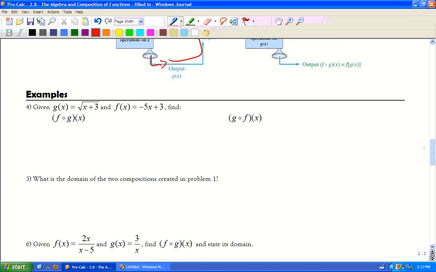When we look at f of g of x, that is f of, well, our g of x is the square root of x plus 3, which equals f of the square root of x plus 3. So anywhere, what's inside our parentheses now is the square root of x plus 3. So that is going to go in place.